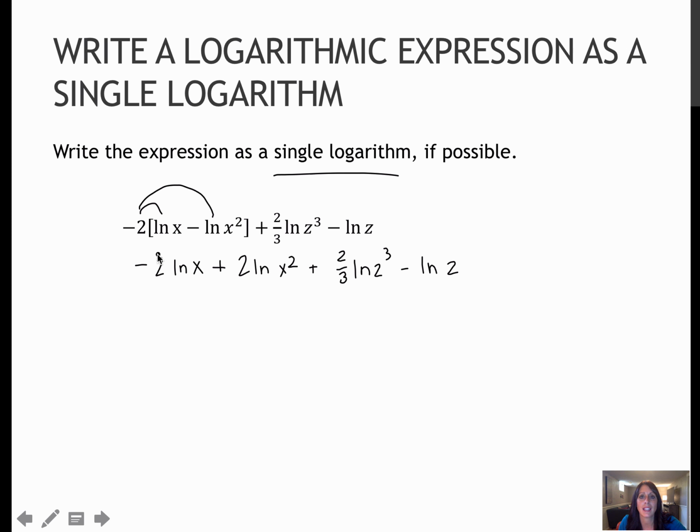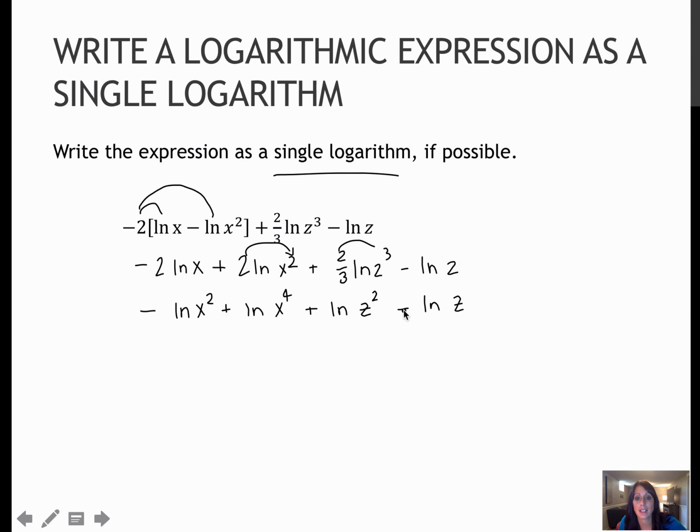So I'm going to take anything that's a constant and turn it into an exponent. Leave the negative out front, so I have negative natural log of x squared plus natural log. Now this is already x squared, but I have to multiply that by the 2. So this is natural log of x to the 4th. Again, 2/3 times 3 would give me a 2, because 2 times 3 is 6, divided by 3 is 2. So natural log of z squared, and then minus the natural log of z. Now that I have it a little bit more simplified, I'm going to write it as a single logarithm and then reduce any more if necessary.